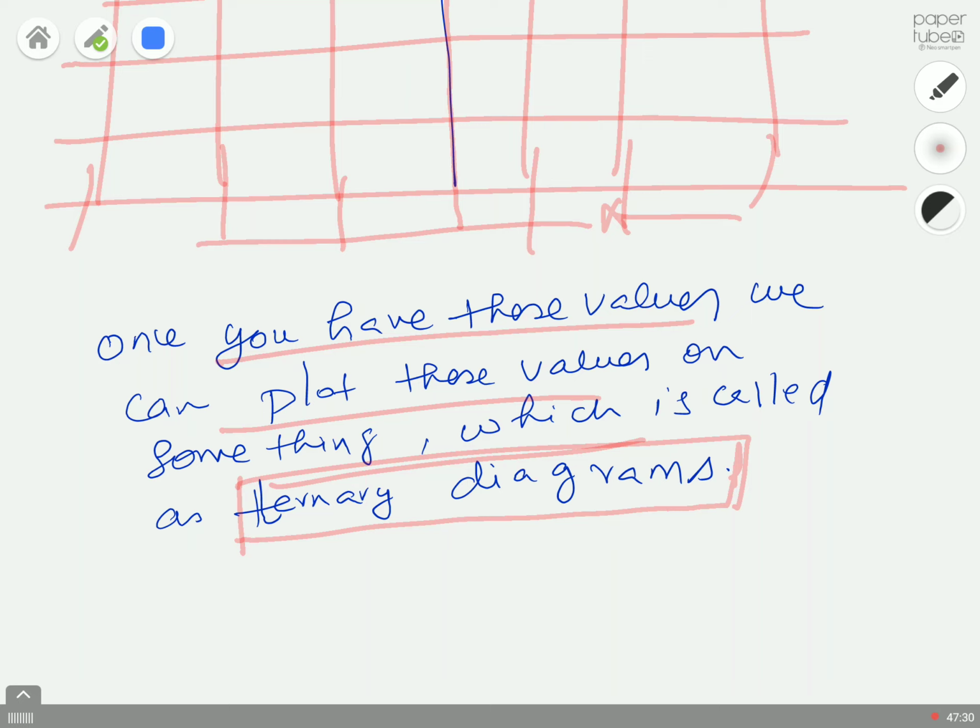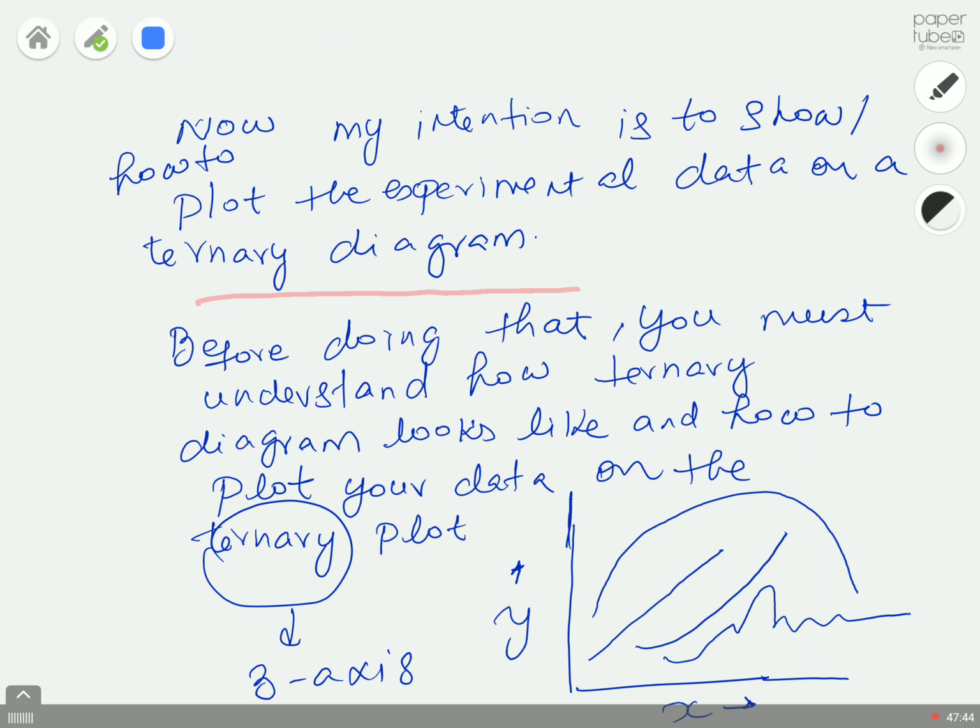What my intention finally for this lecture is to plot the experimental data on a ternary diagram. But before that, before plotting your liquid equilibrium data on a ternary diagram, you must understand how a ternary diagram looks, and what are the things that you should know about a ternary diagram.